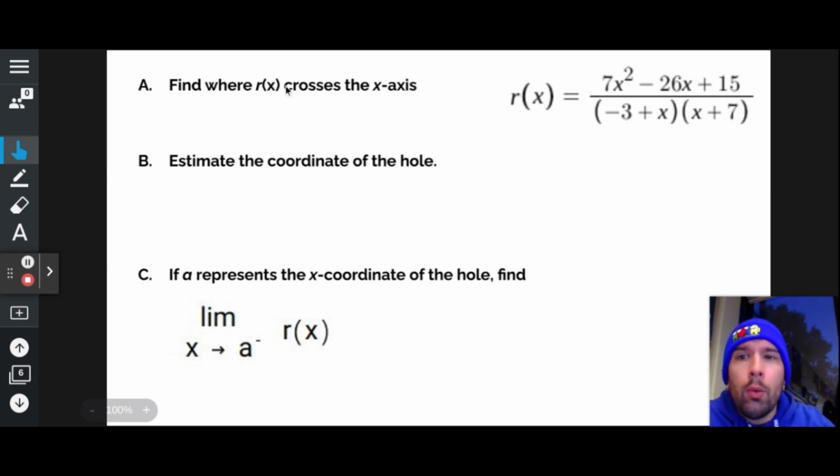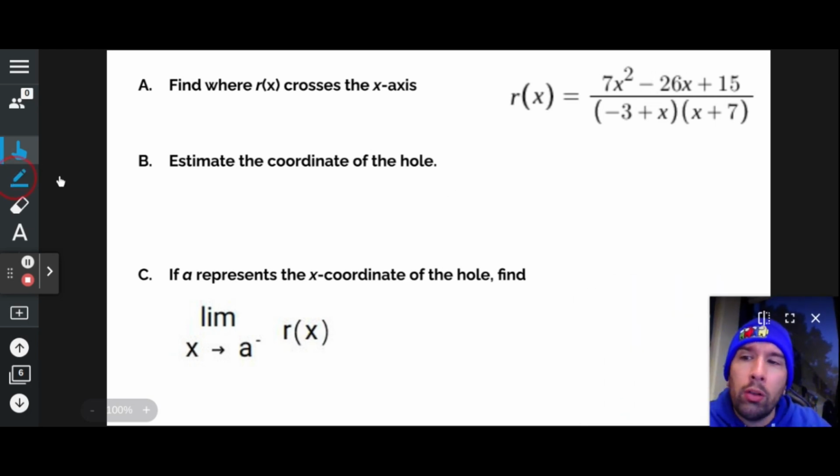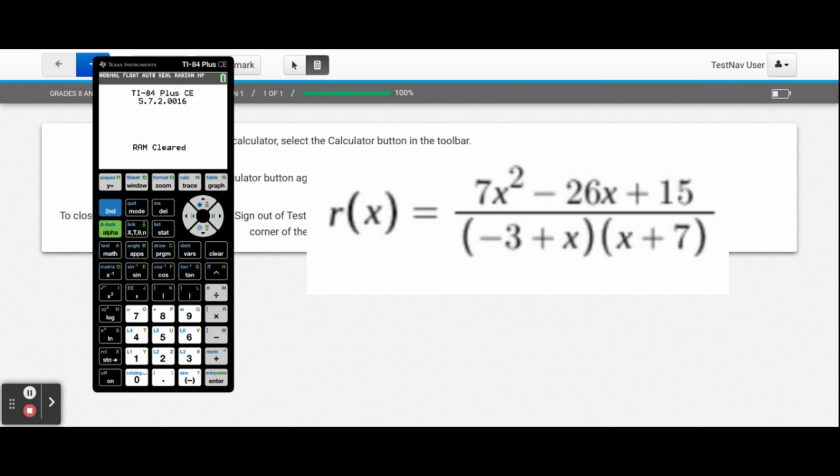Anyway, find where r of x crosses the x-axis. We're given this guy right here, and even though my face is covering it, this is a calculator problem. So we're going to do this solely on our calculator. We're going to graph that guy right there, and we're going to find where it crosses the x-axis, which is just fancy talk for find the zeros. So let's find the zeros.